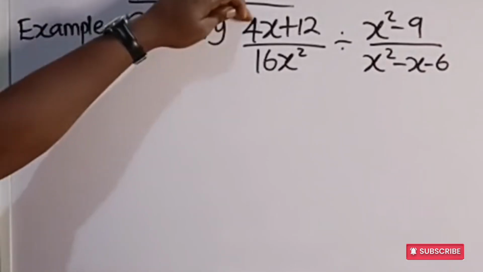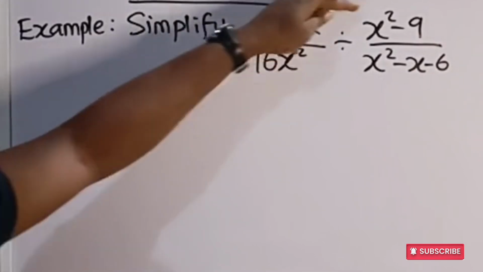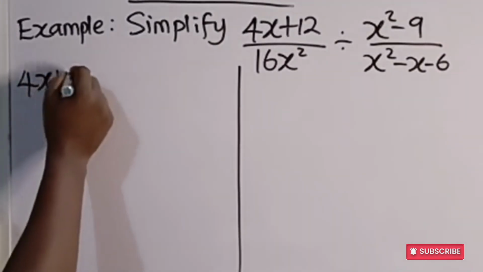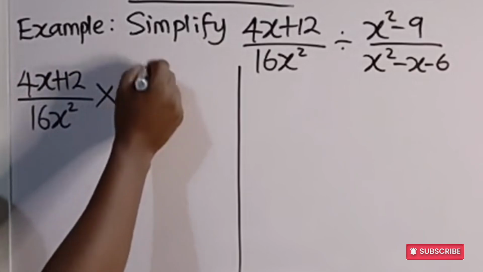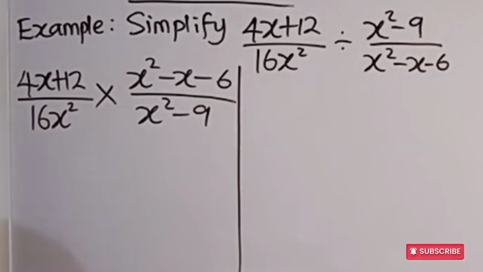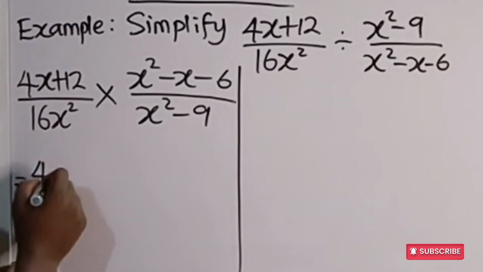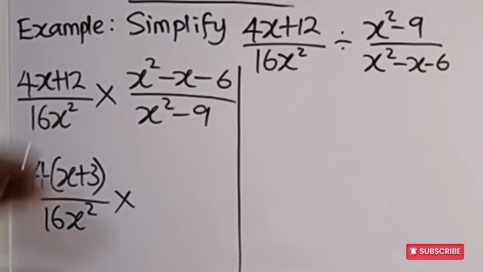Okay, so here we need to factorize. Here we cannot factorize because it contains just one term. We need to factorize here, and we also need to factorize here. So let's look at that. So you have (4x plus 12) all over 16x squared, multiplied by (x squared minus x minus 6) all over (x squared minus 9). Okay, so that's the first step we should do. So now we can factorize. Factorizing 4x plus 12, you have 4 bracket x plus 3, divided by 16x squared, multiplied by factorizing this.